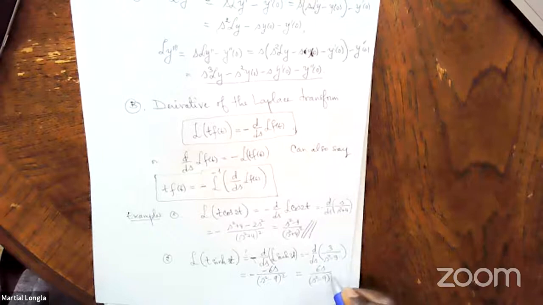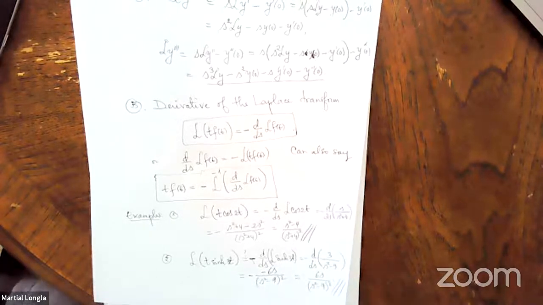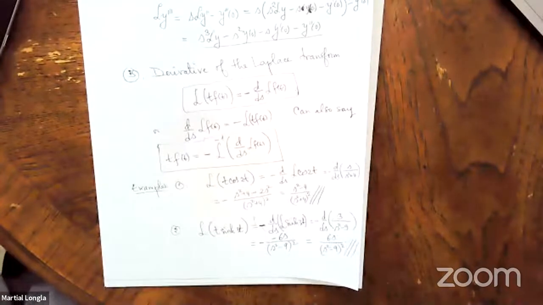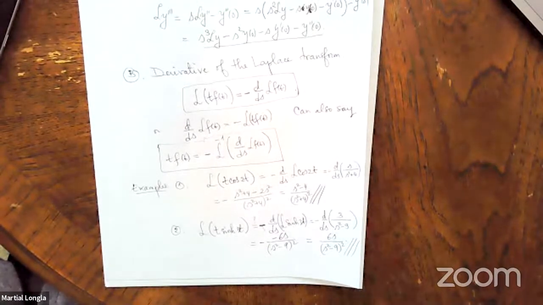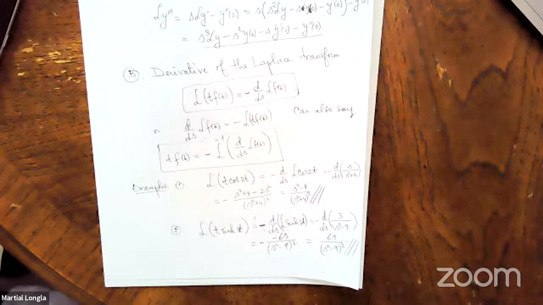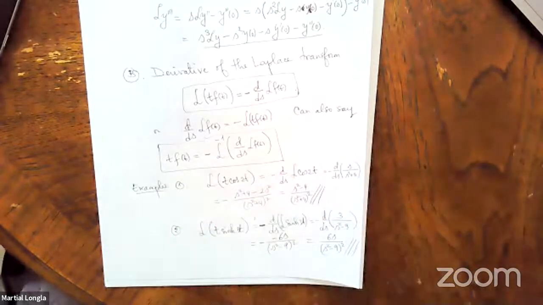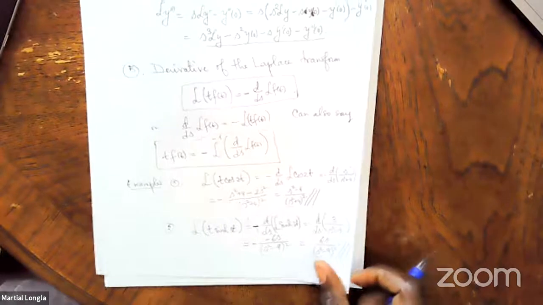That's it. That's correct. That's what we do. That's how the procedure works. And that is how you use it forward. You use it forward to find the Laplace transform when you have a t.